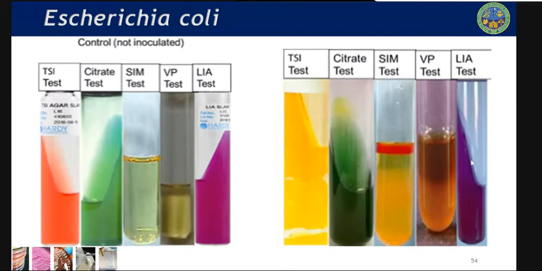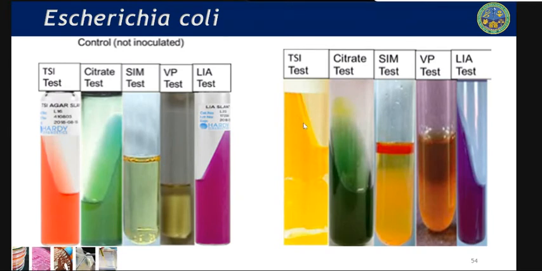And then for your LIA, this is K over K. So there is no deamination, since red is the color for positive, and there is decarboxylation. There's no change in color of the butt portion. Okay, so I hope you get this one.